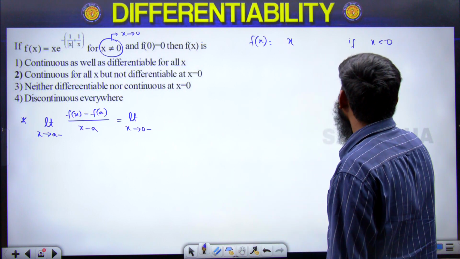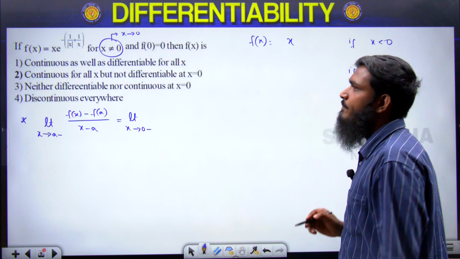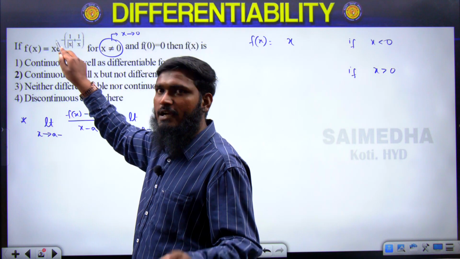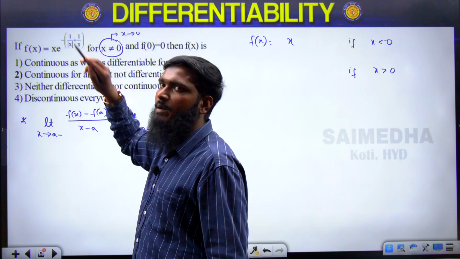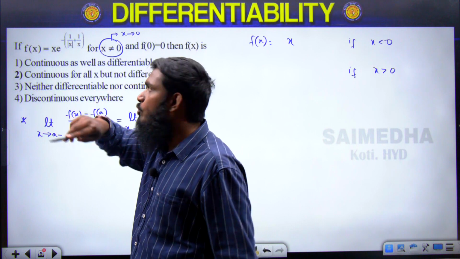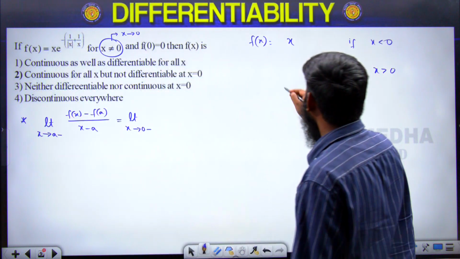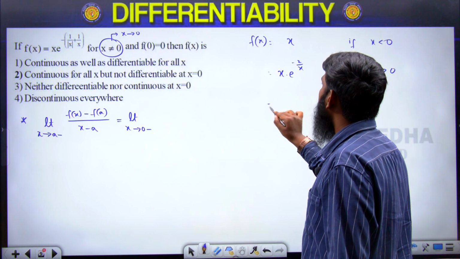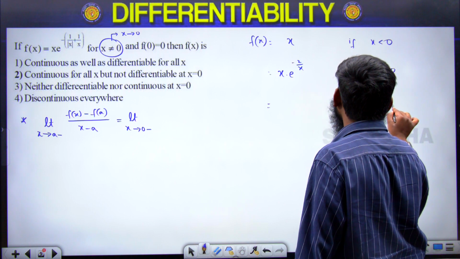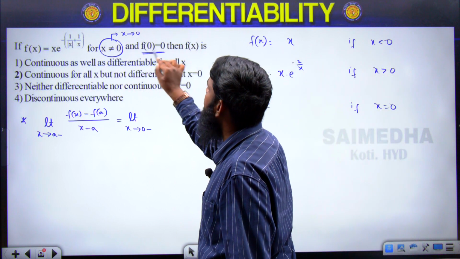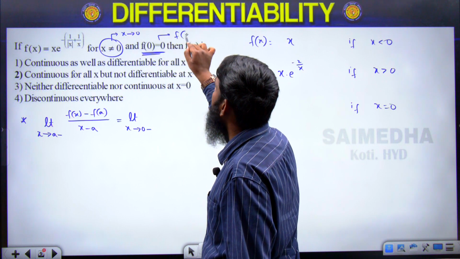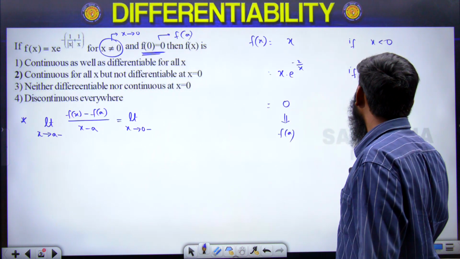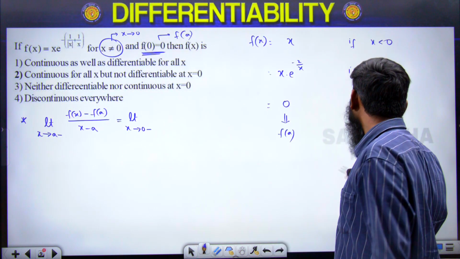Okay. Now the next part, if x is greater than 0, then we have to take x only. So 1 by x plus 1 by x means 2 by x, but we have the minus also. So we can write this part as x into e power minus 2 by x. Now the third case, if x is equal to 0, it is already given that the function value is 0. So this is the f of a value, and this is the a value.